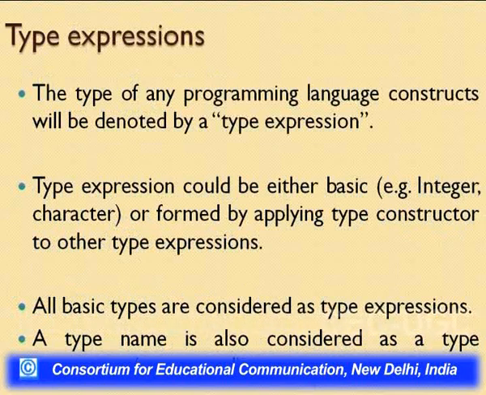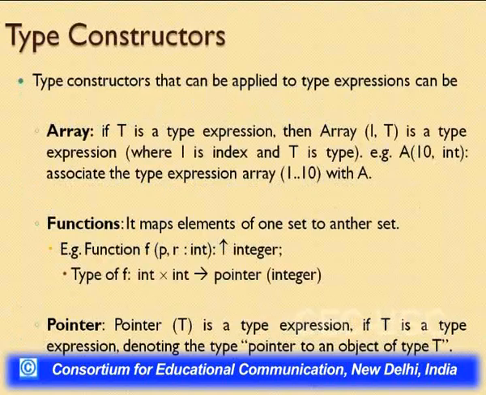Okay, so the type of any programming language construct will be denoted by a type expression. A type expression could either be basic, integer, character, or what we were talking about, or formed by applying type constructors to other type expressions. All basic types are considered as type expressions by themselves, and a type name is also considered as a type expression. Now, type constructors are defined so that they can be applied to type expressions. It can be an array.